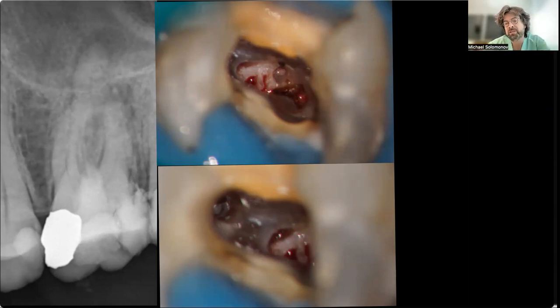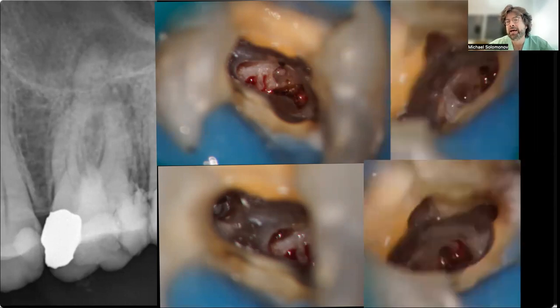First of all, I started to flush with sodium hypochlorite, because we have infection here. By the way, there is no fear of a sodium hypochlorite accident. A sodium hypochlorite accident is always linked to injection of sodium hypochlorite over the apex. And here, with this huge perforation, no real fear of a hypochlorite accident exists.